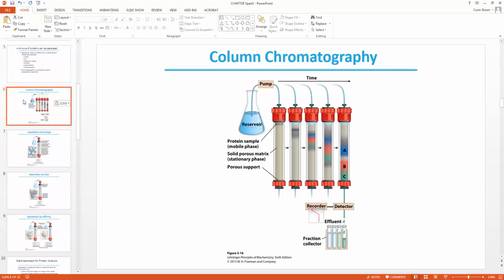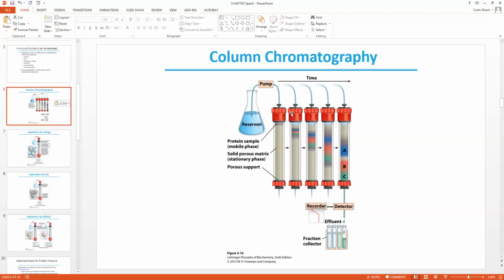So if we take a look at column chromatography, essentially we have a reservoir. And over time, what we're going to see is as we draw a solvent from our reservoir, and we've loaded our protein sample in the mobile phase, and then we have this solid porous material, as we pump that solvent through we're going to start to see separation. And largely that separation is going to be due to polarity. And over time, eventually those compounds will come off the column, and we'll be able to collect them separately in a fraction collector. And then using a detector, we might be able to identify what type of molecule or molecules we've collected.